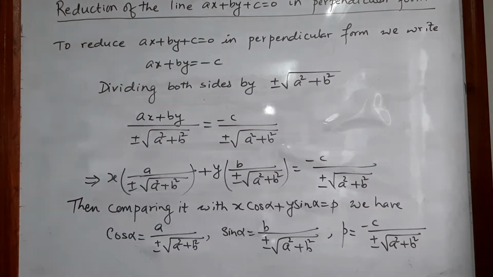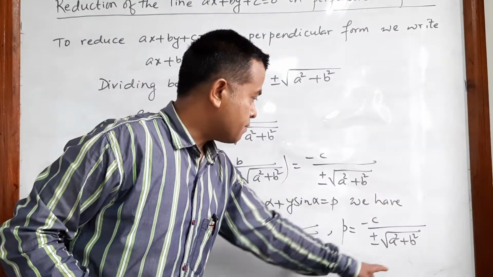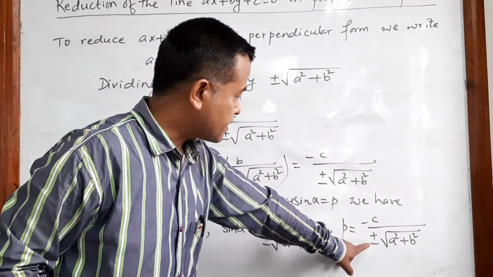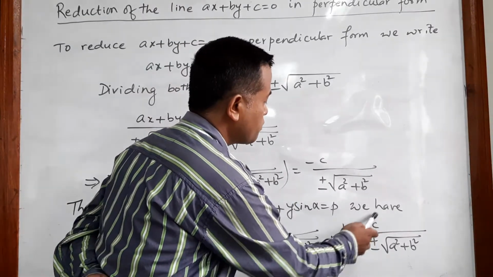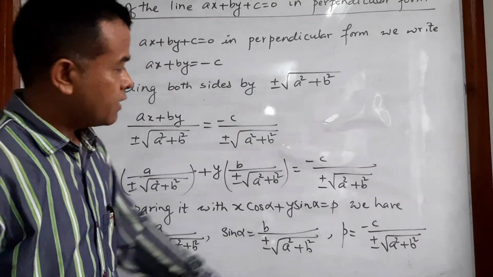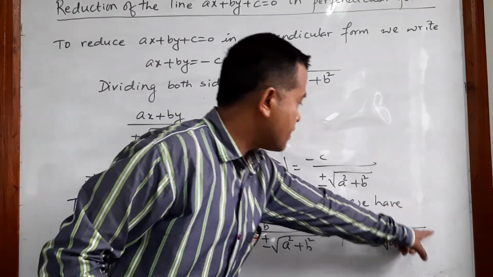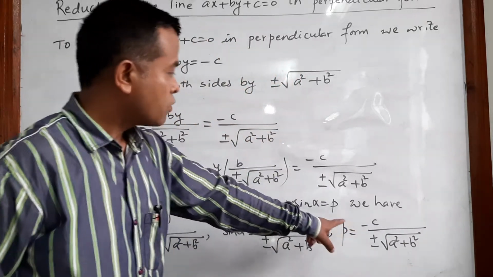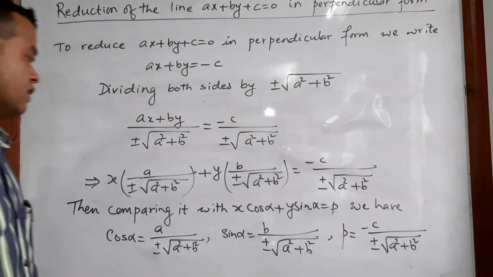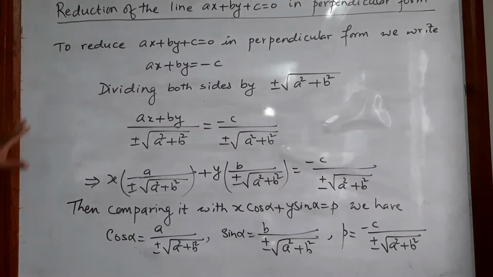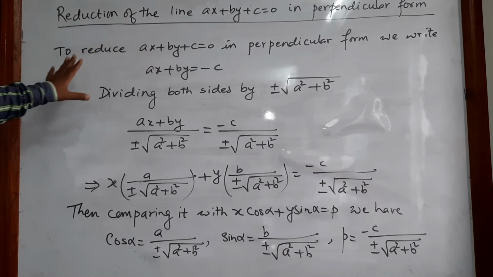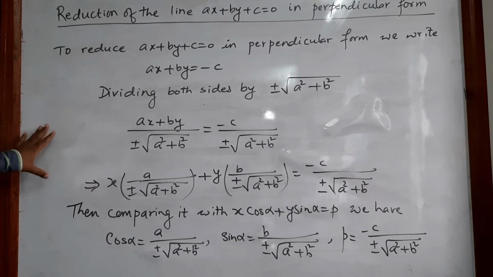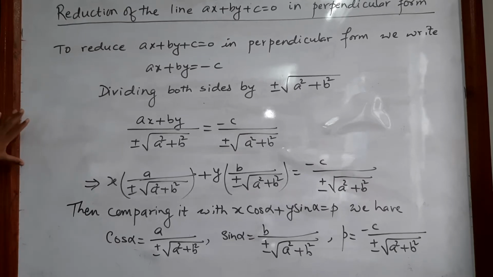So here I have not mentioned any particular sign, because whether the c value is positive or negative is not known. So to make the overall value positive, a suitable sign will be chosen. In this way we can reduce this line into perpendicular form. This derivation part I have not explained because that is not the confusing part.